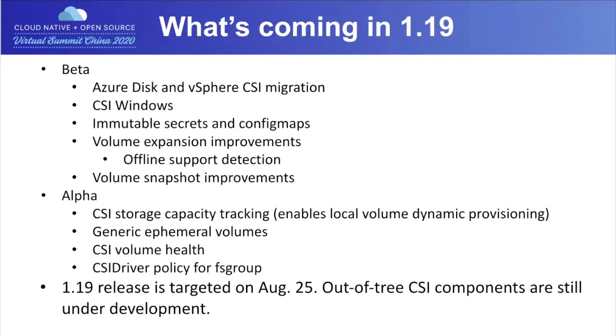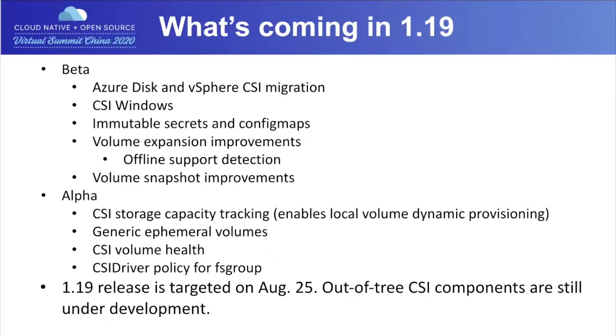And also the immutable secrets and config maps feature that was introduced in 1.18 is now graduating to beta in 1.19 as well. In addition to those graduating features, we are continuing making improvements on existing beta features. So these features have graduated to beta in earlier releases. They are remaining beta in 1.19, but we are making continuous improvements to them.